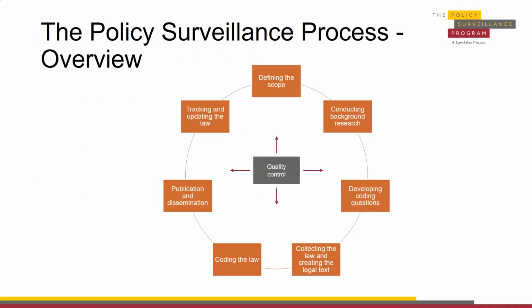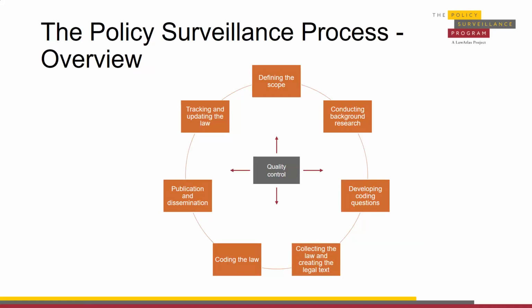So let's talk about the policy surveillance process. This wheel here represents all of the steps in the policy surveillance process. Generally here at the Policy Surveillance Program and in policy surveillance generally, we tend to work in teams of 3, with 2 researchers and 1 supervisor. This allows many of the steps in the process to be performed redundantly and independently, which then improves the quality of the research and the coding.